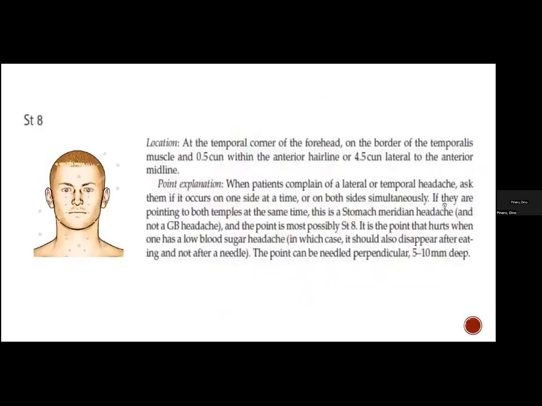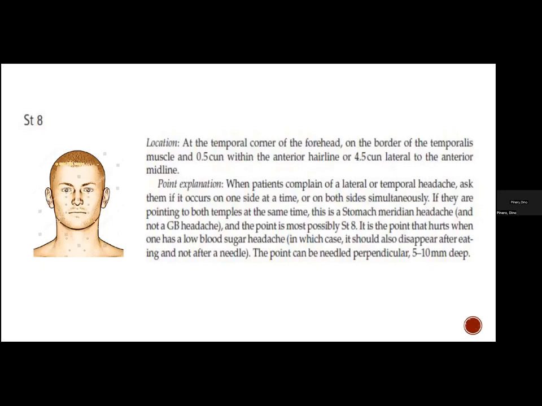Next point, stomach 8, which is at the temporal corner of the forehead. Siya po yung naglihis na stomach point on the border of the temporalis muscle. And 0.5 tune within the anterior hairline. So, paangat po siya 0.5 tune and 4.5 tune lateral to the anterior midline. So, from the midline ng head, maka-count po tayo ng 4.5 tune pa side. Then, another 0.5 tune paangat anterior sa hairline.